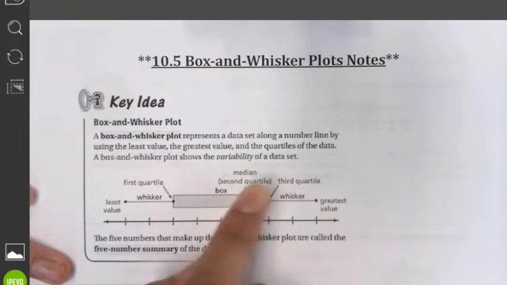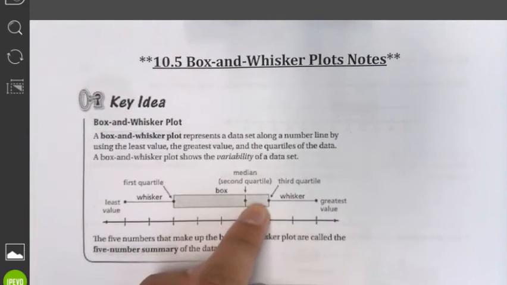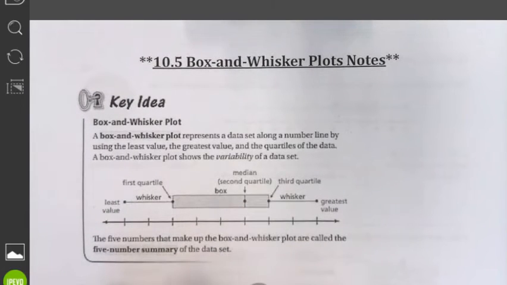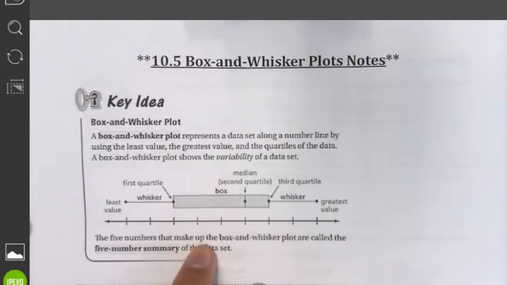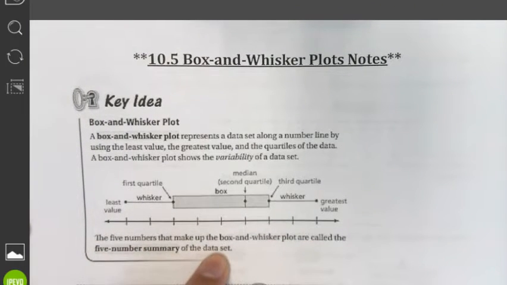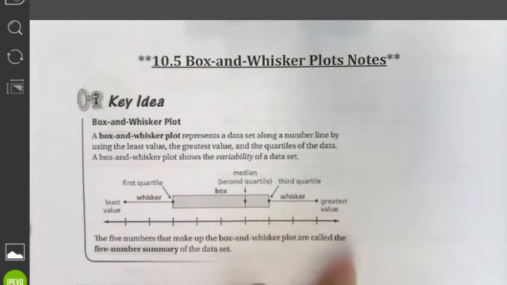greatest value. And you'll notice that they each are spread out by a different amount. Like this box is kind of short, this box is a little bit longer. It looks like the whiskers are about the same length. The 5 numbers that make up the box and whisker plot are called the 5-number summary of the data set. So that refers to the least value, the quartiles, and the greatest value.